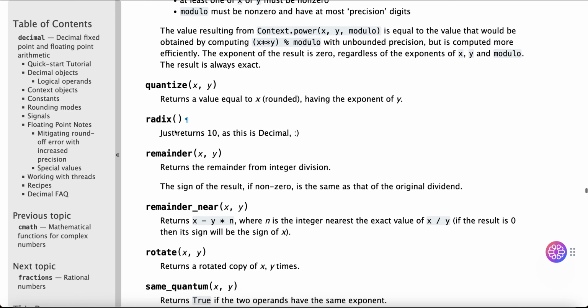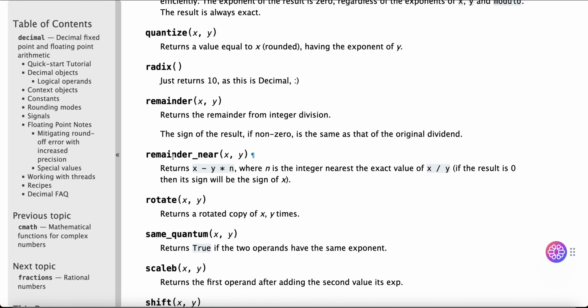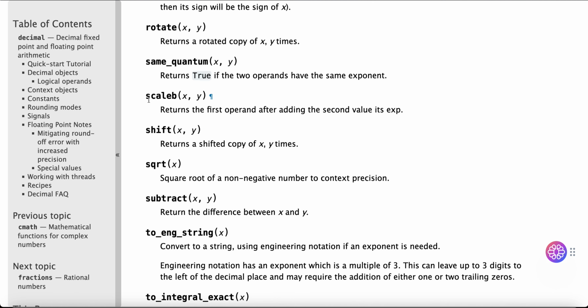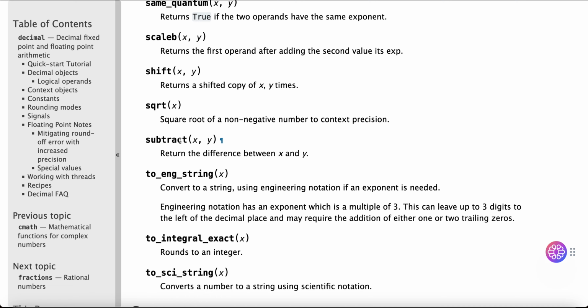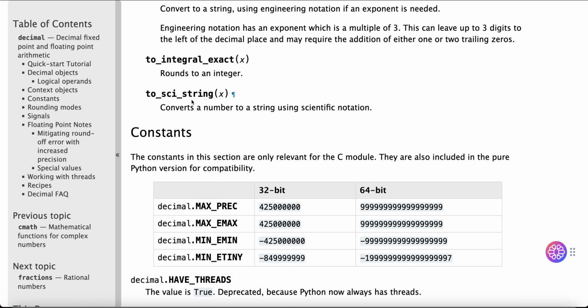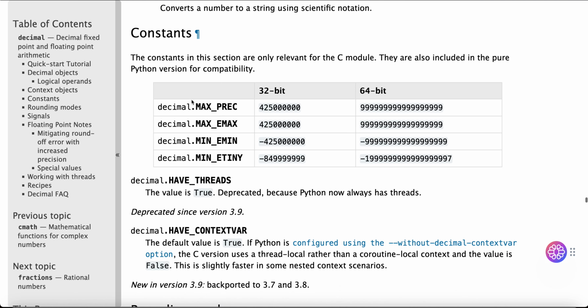quantize(x, y), radix(), remainder_near(x, y), rotate(x, y), same_quantum(x, y), scaleb(x, y), shift(x, y), sqrt(x), subtract(x, y), to_eng_string(x), to_integral_exact(x), to_sci_string(x).